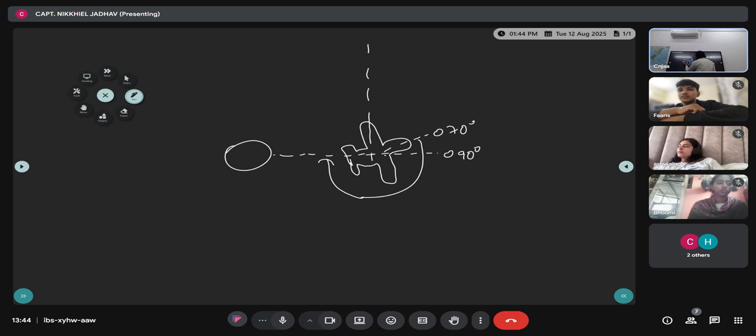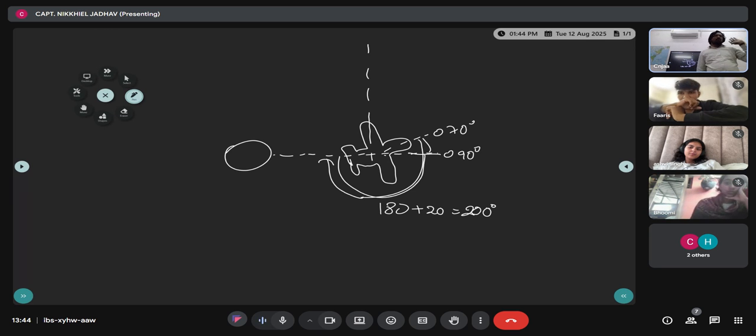This is 180. From here to here is 180, plus this 20. Got it. 200 degrees will be your relative bearing. Relative bearing is always from the heading of your aircraft to whatever station or whatever place you are taking. That will be your relative bearing.